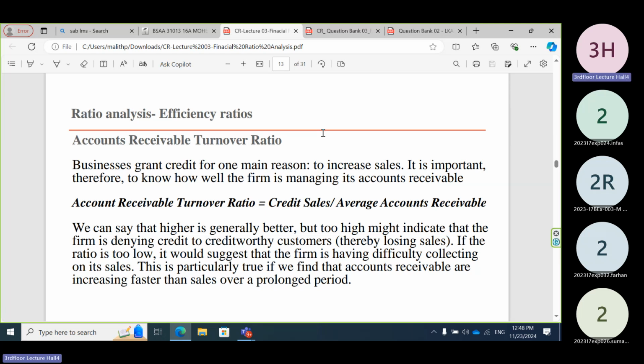A wholesale seller gives a credit period like 60 days, maybe 20 days, depending on the nation. So once you are comparing this ratio, keep in mind you need to have proper understanding of the credit policy of that organization.